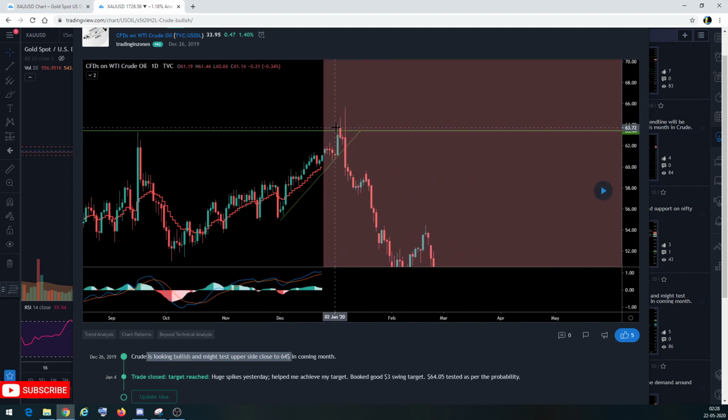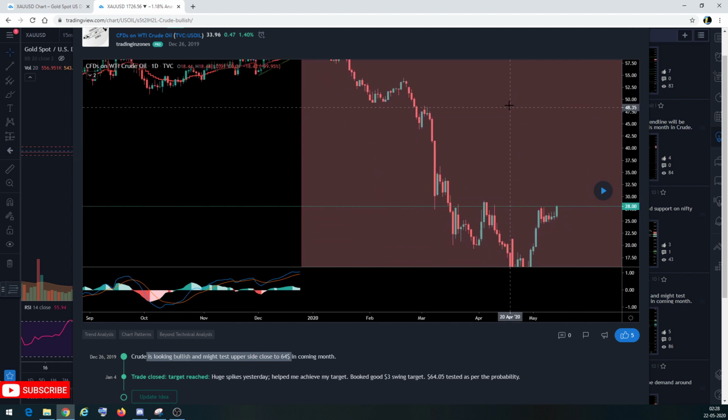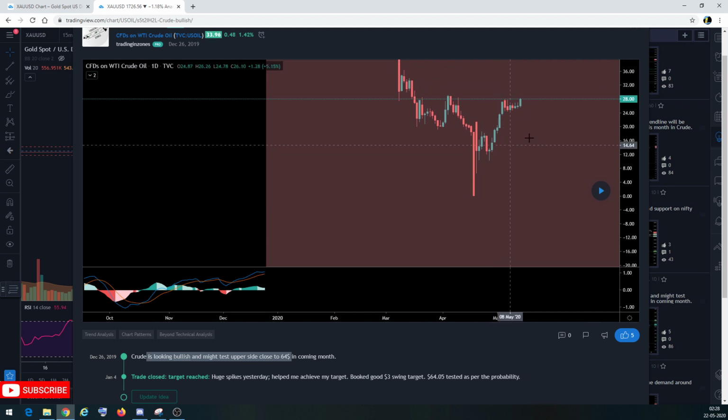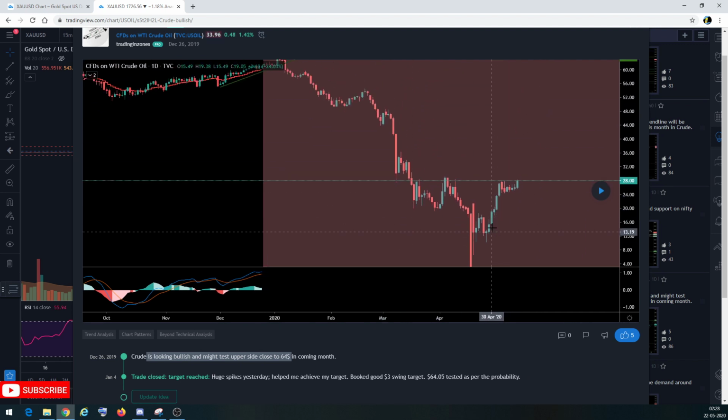It went, hit my target. I closed my idea, and then there was huge amount of selling and it went all the way down to zero, right? So that's how it is. And recent analysis I had made when crude was consolidating somewhere around $18 or odd on a 30-minute chart, and I said that if it breaks out the consolidation, it can go and make a new high, which it is heading to as of today.